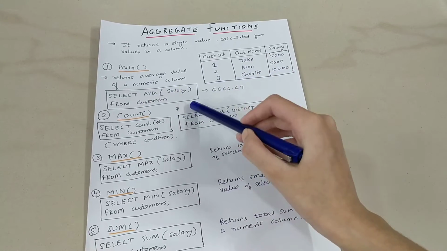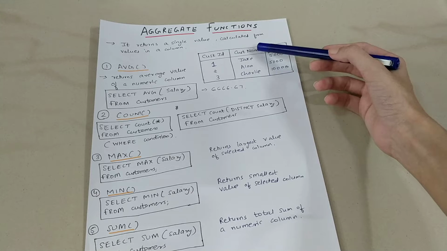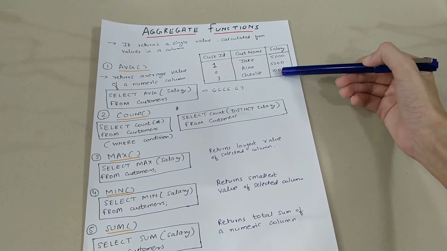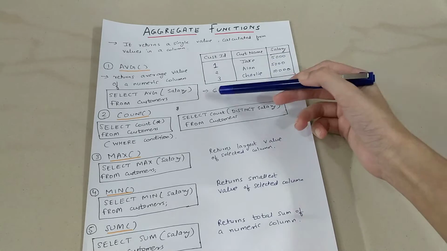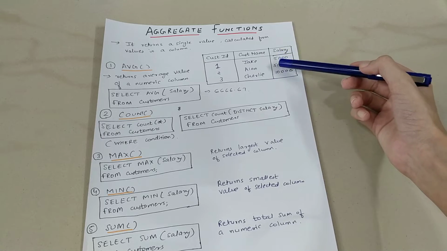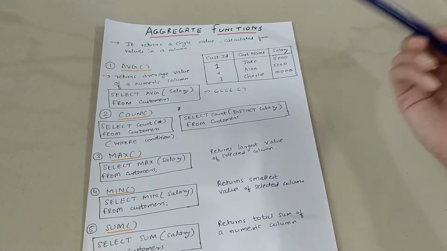What this will return is the average salary from this particular table. So it will return the average of these three values, 5,000, 5,000, 10,000, and whatever the value is, it will return that. It will return one single value from multiple values in a particular column.